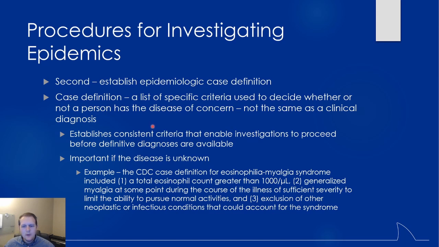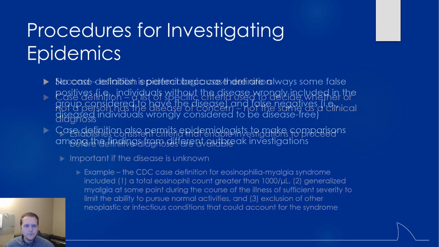So for an example, the CDC has a case definition for eosinophilic myalgia syndrome, and their definition included a total eosinophil count greater than 1,000 cells per microliter, generalized myalgia at some point during the course of illness, and then exclusion of other neoplastic or infectious conditions, right? So by using this case definition, anyone that presented with these three things would be considered in that case definition, right? They may still have something else going on, but they at least fit this definition for now, and then you can do further investigations to see if they really have the disease.